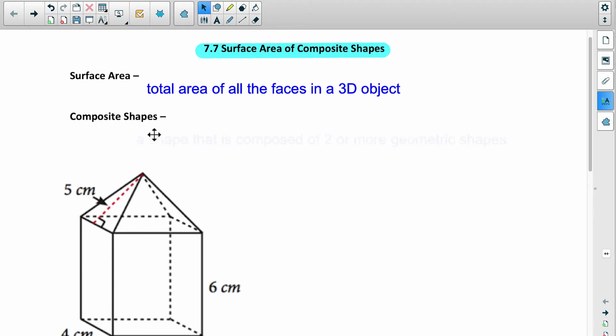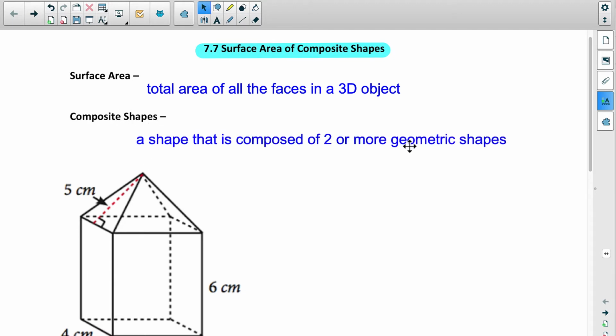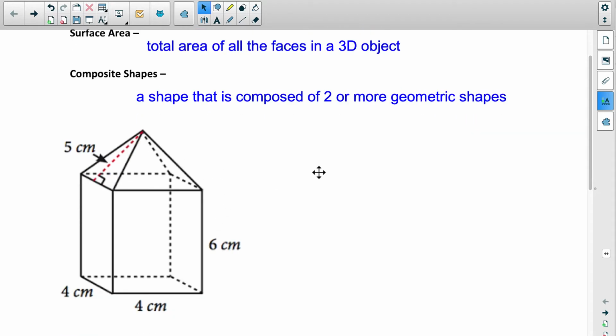What's a composite shape? It's something like this. It's a shape that's composed of two or more geometric shapes. This thing here is made up of a rectangular prism, and then you also have a square-based pyramid on the top, don't you? So it's an example of a composite shape. And that's what we're going to do today. So let's get right into it so the video is not half an hour long.